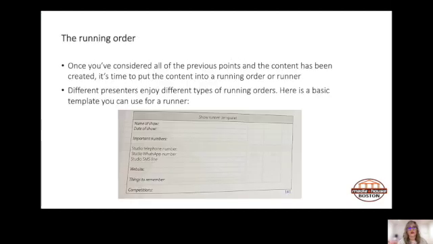So once you've considered all of the previous points and the content has been created, it's time to put the content into a running order. Different presenters enjoy different types of running orders. This is just a basic template, okay, that you can use. So name of show, date of show, your important numbers, which are the studio telephone number, WhatsApp number, studio SMS line, your website address, things to remember that's coming up in the show or happening in the show. Do you have competitions? What competitions do you have in the show?